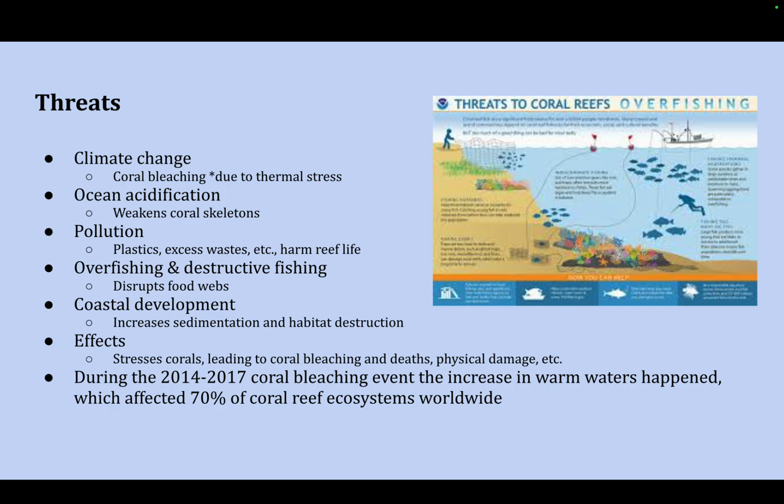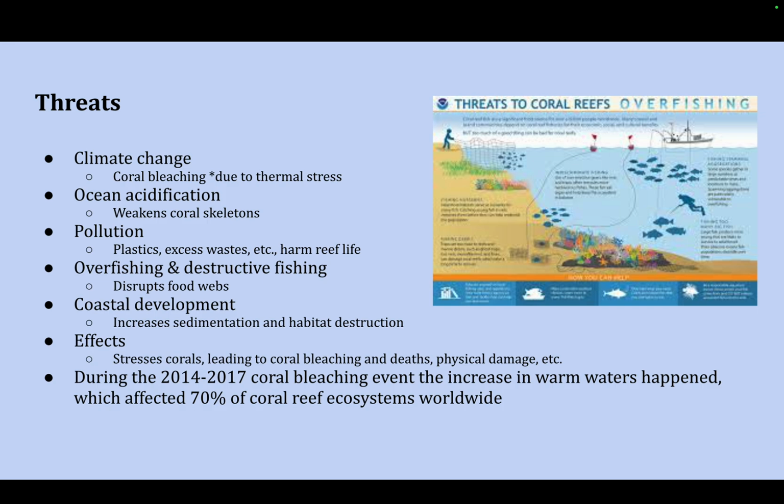But what are their threats? Climate change is the biggest one through coral bleaching, and it provides thermal stress through the increase of carbon. During 2014 to 2017, coral bleaching rose and warm waters occurred through the CO2 increase, which affected 70% of coral reef ecosystems in the world. Isn't that crazy? They are less than 1%, but 70% were affected. Imagine how the 25% of fish in the world that rely on these animals, how were they affected also?